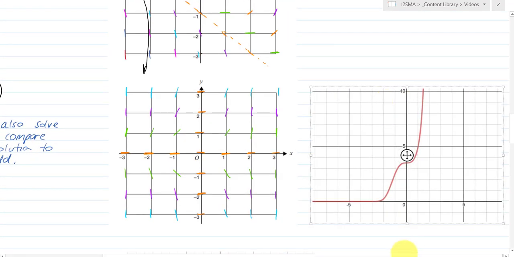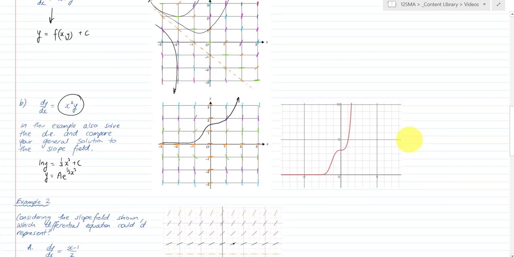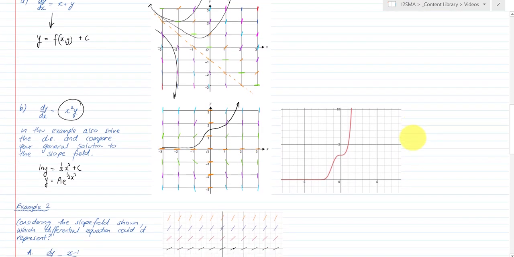And you can see what's happening here. It's giving us an asymptote along with that gradient 0. But then it does pop up. As you can see, the gradient follows. But then it flattens out as it gets to here, and then it pops up again. So it's following those slope curves that are being provided. They're giving us information about the shape of the graph and what's happening. So there we go. That's example one, part A and B.